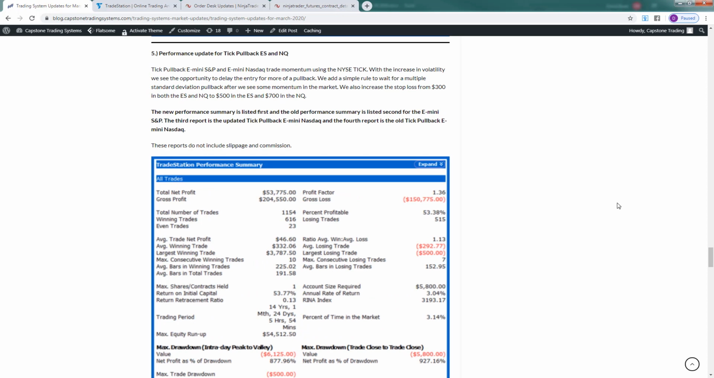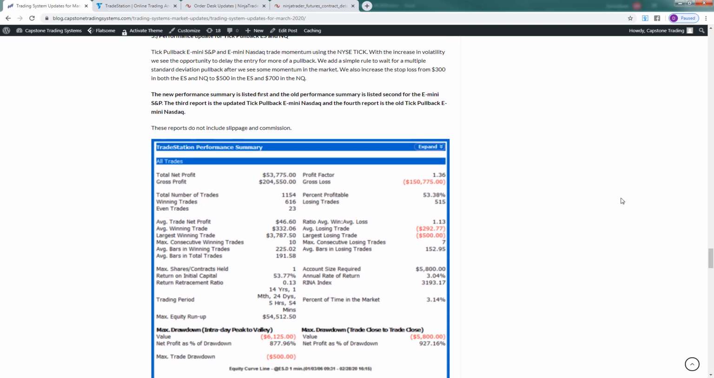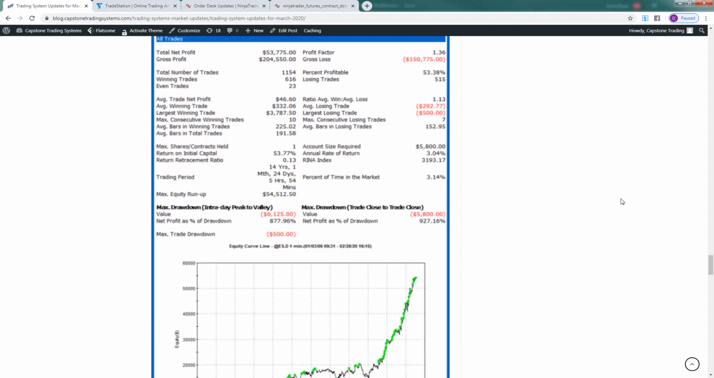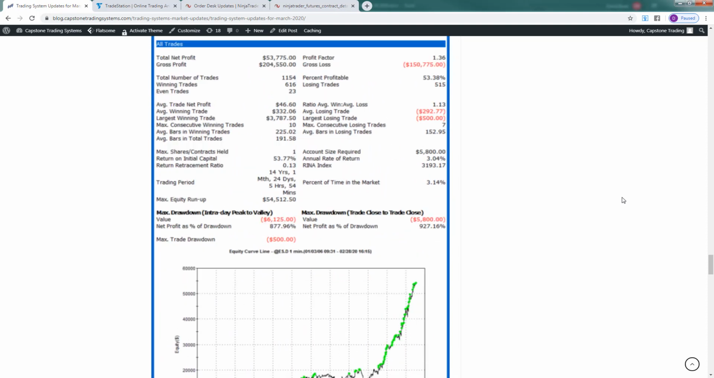And so performance update for tick pullback ES and NQ. We wait for more of a pullback. We increase the stop loss. We do change this strategy a little bit, but it's based on the same concept. And you see the latest performance for each.